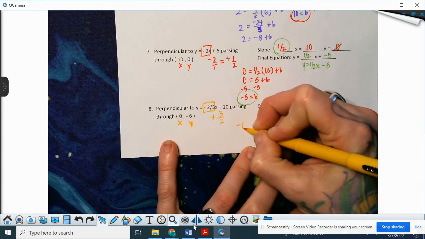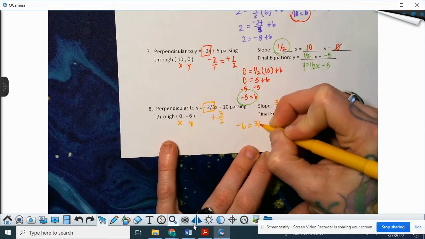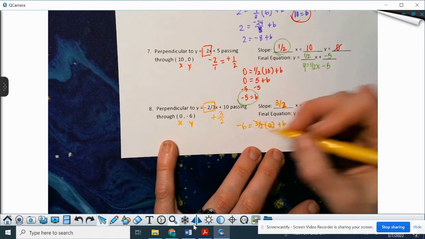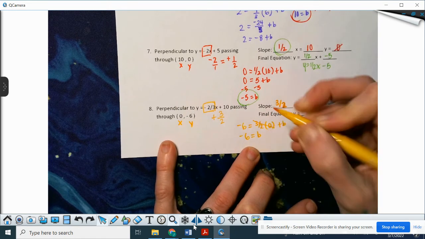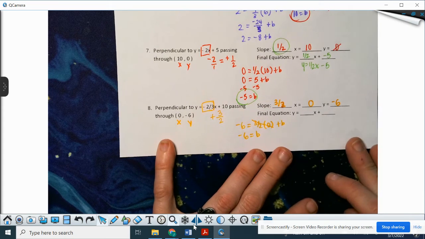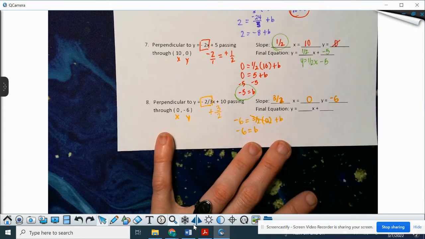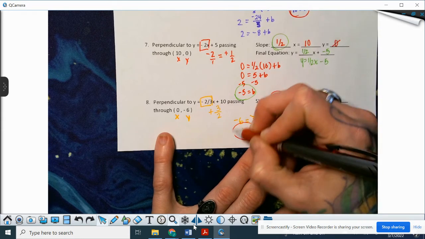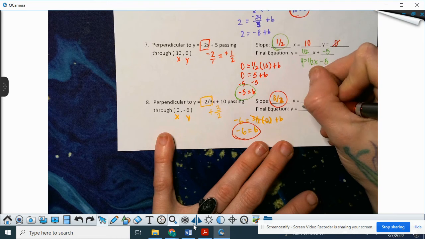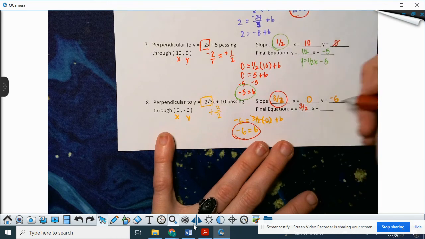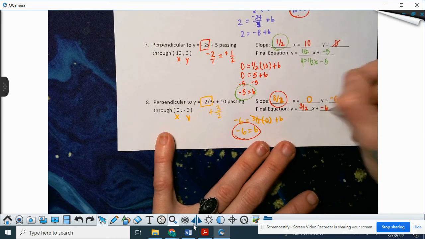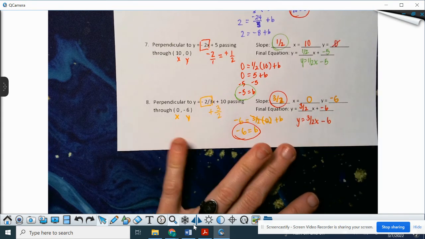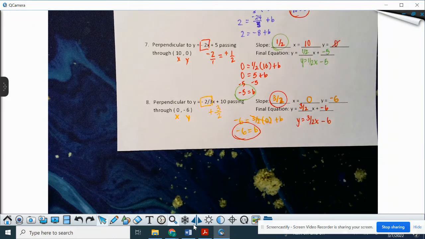So negative 6 equals our slope of 3/2 times that 0 plus b. Anything times 0 we know is 0. So our y-intercept indeed is negative 6. If you didn't remember that when x is 0, that is the y-intercept. So you are going to use your new slope of opposite reciprocal and your y-intercept of negative 6. So the line perpendicular would be 3/2 x plus a negative 6, or again, as we talked about, 3/2 x minus 6. All right, guys, that's perpendicular line.